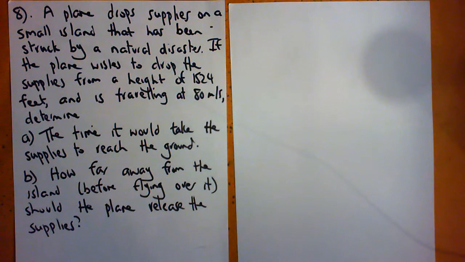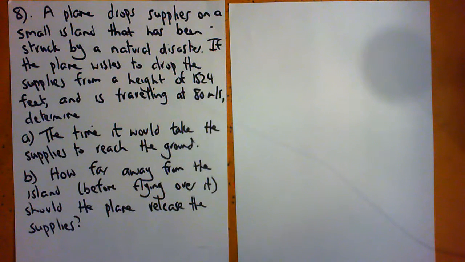A plane drops supplies on a small island that has been struck by a natural disaster. If the plane wishes to drop the supplies from a height of 1,524 feet and is travelling at 80 metres per second, let's assume horizontally, determine firstly the amount of time it would take the supplies to reach the ground.